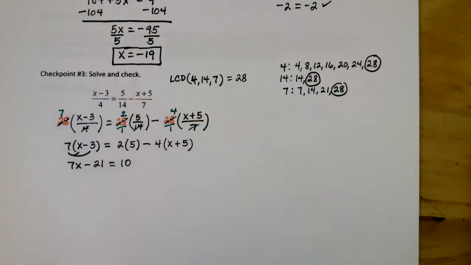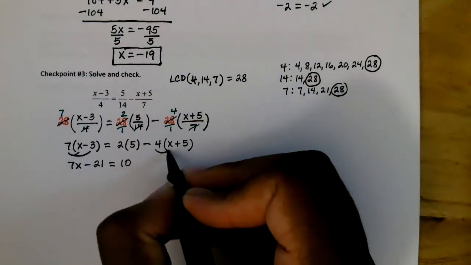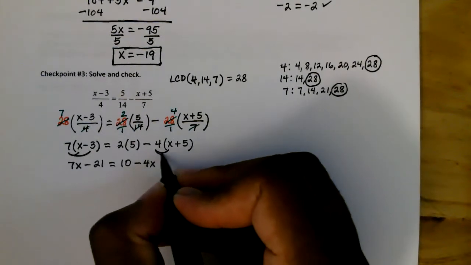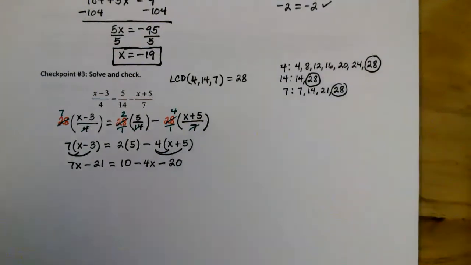Now, for the minus 4, make sure that you distribute the negative as well. So when you do minus 4 times x, that would be minus 4x. And then minus 4 times the plus 5, that's going to be minus 20.